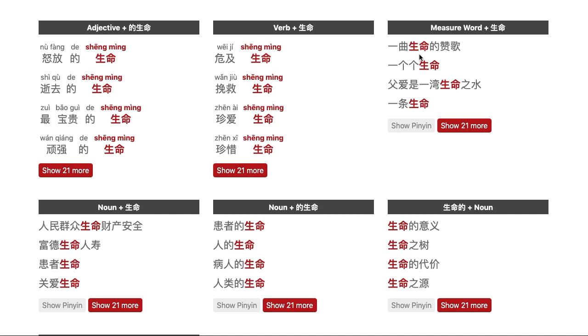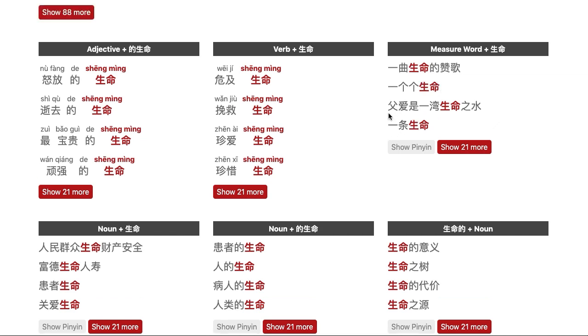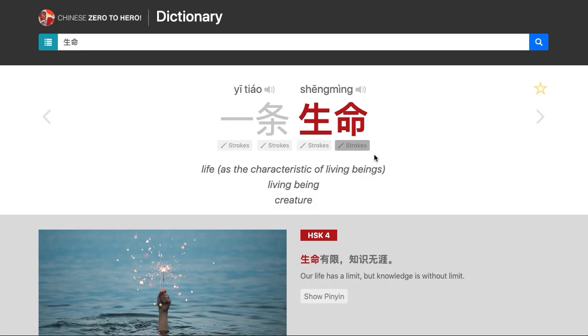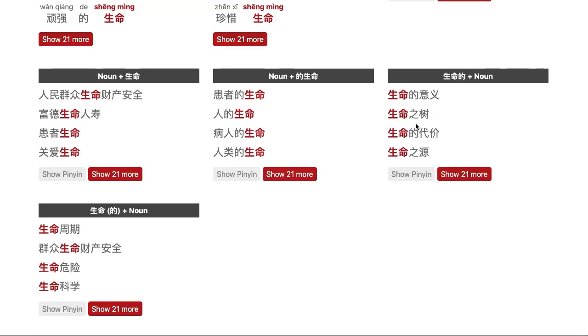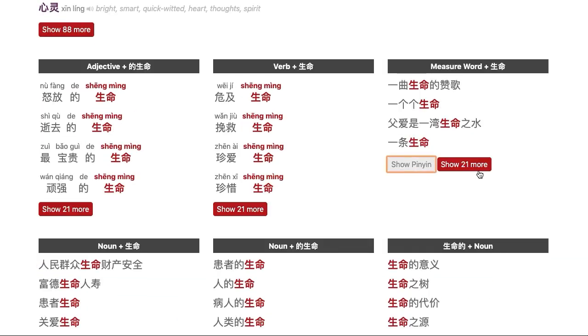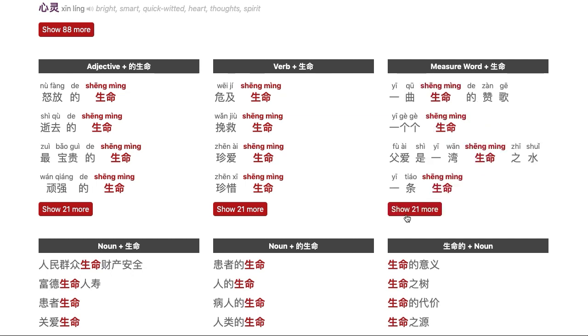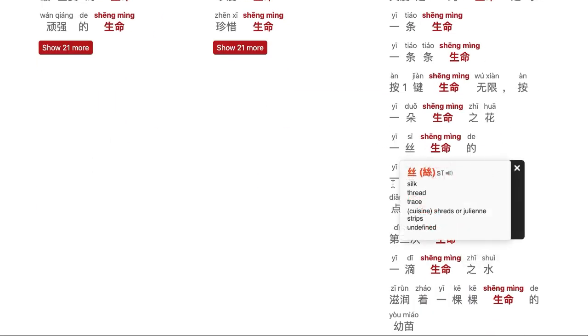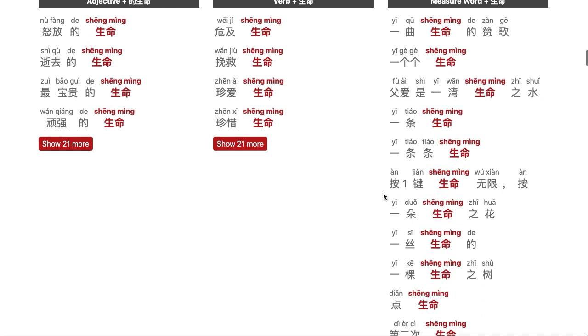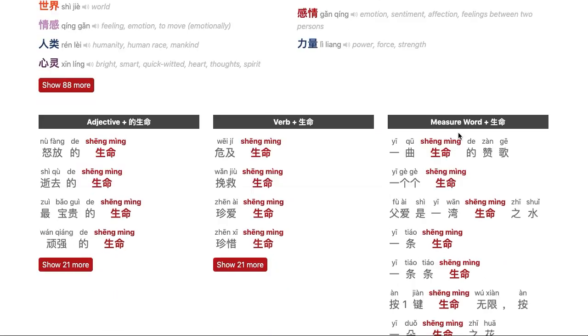As for 生命, of course, we have 一条生命 as illustrated above. So we have 一条生命 right here. And I think that's probably the most common measure word, 一条生命.